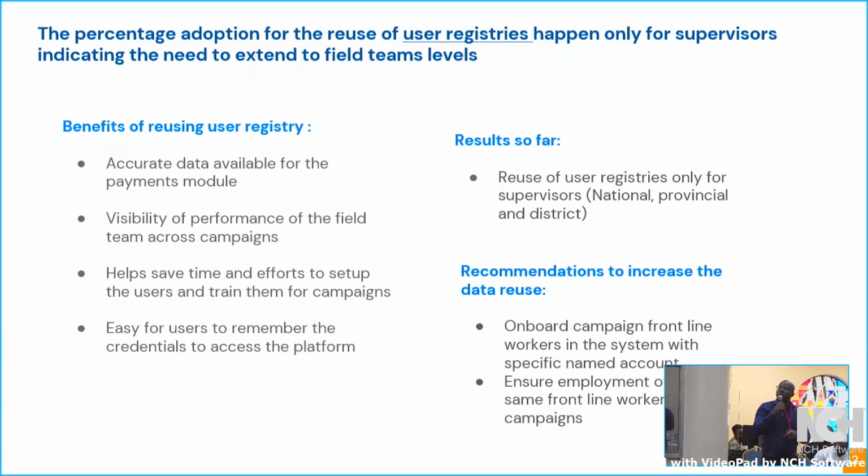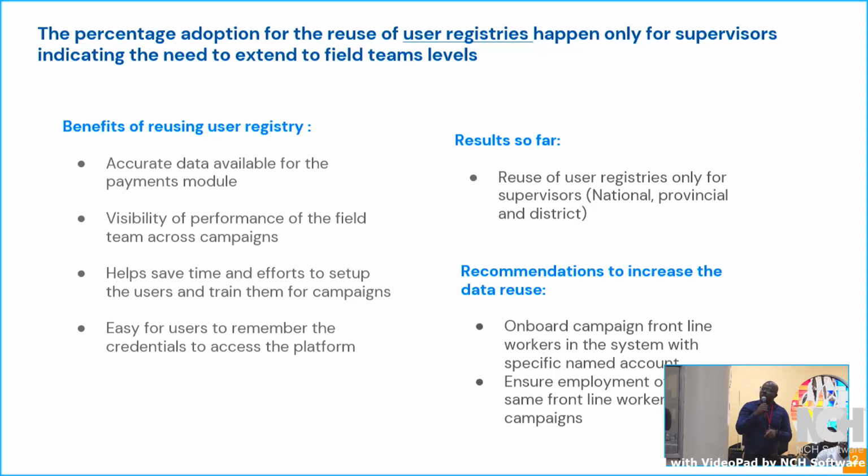We also have one of the research areas we want to talk about, which is the user registry, the people that end up having credentials to use the system. You can reuse it, because the same national supervisors end up working on several campaigns, the same supervisors work on different types of campaigns. So this data can also be reused. What we have seen until now is that the reuse is only on the supervisors, which is less than 10% of the people involved within the campaign. The field workers' data is not reused, so they're not tracked.